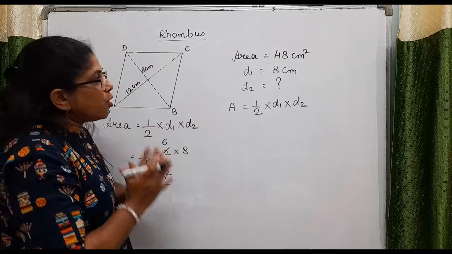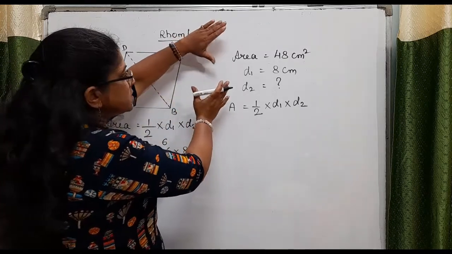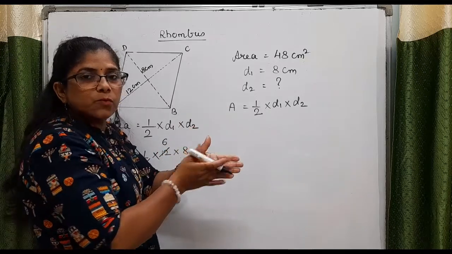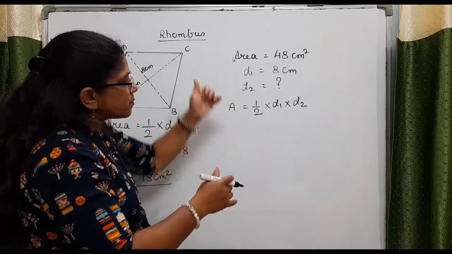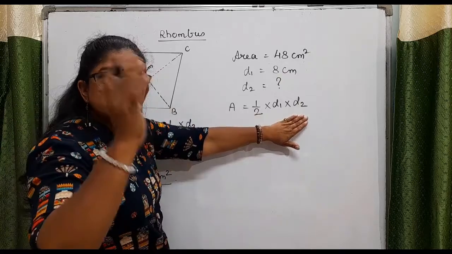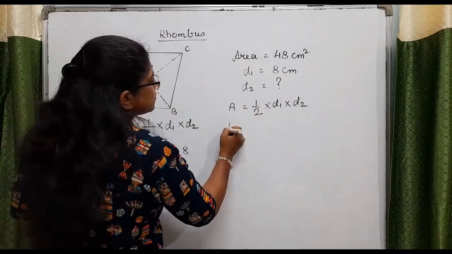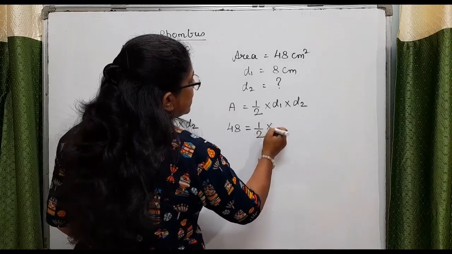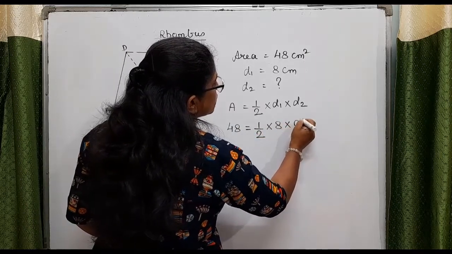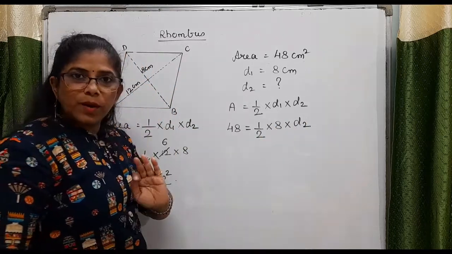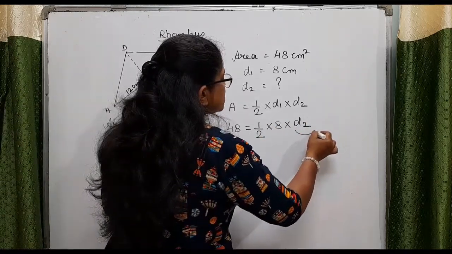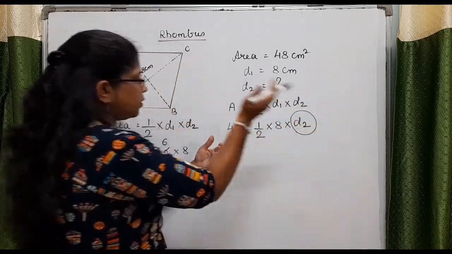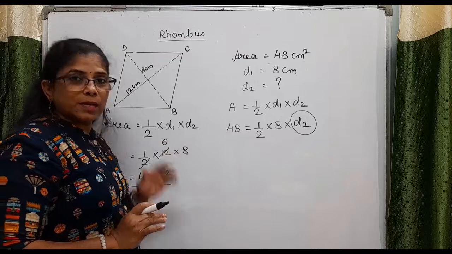Fine. Now whatever are the known values, whatever is given, just substitute, and whatever is unknown, means if you don't know that, we have to find that, keep that variable as it is. Area is 48 is equal to half into 8 into d2. Now we have to find d2. Keep this d2 here itself, and this 1 upon 2 and 8 we will shift it to LHS.